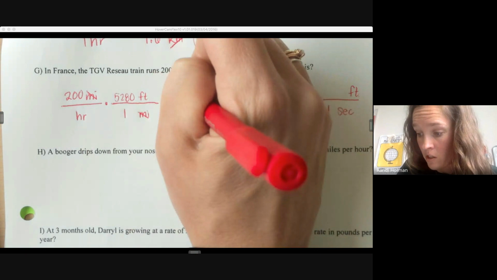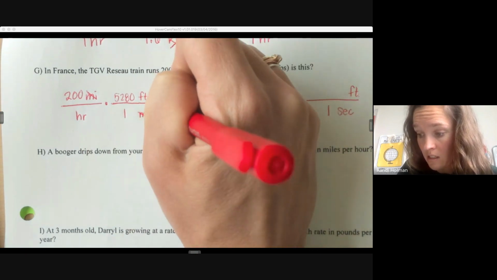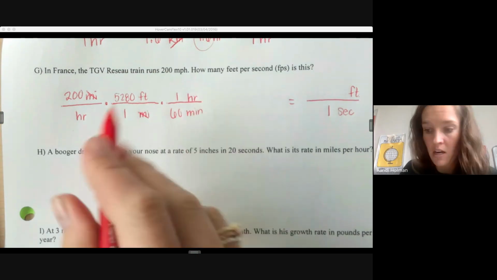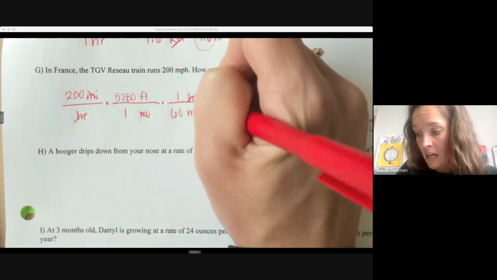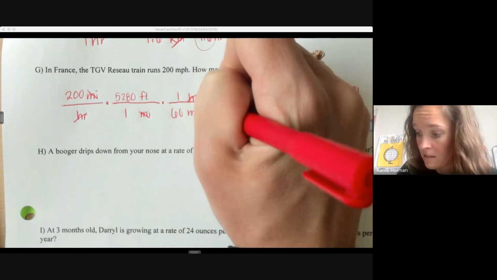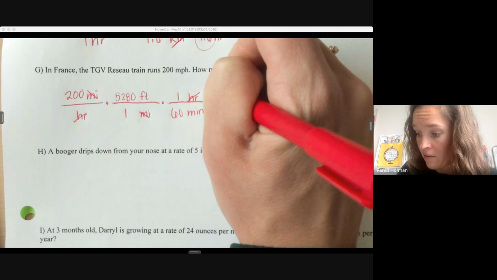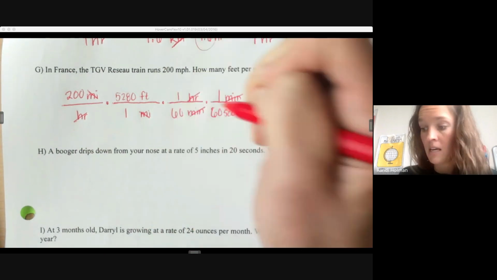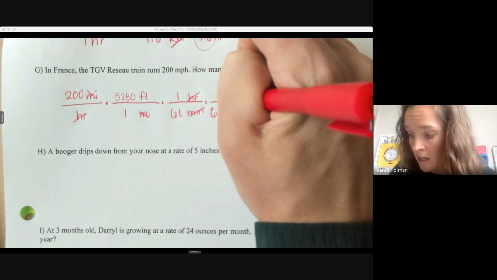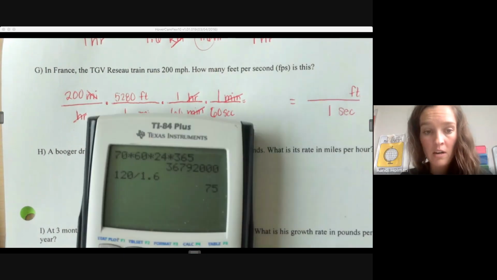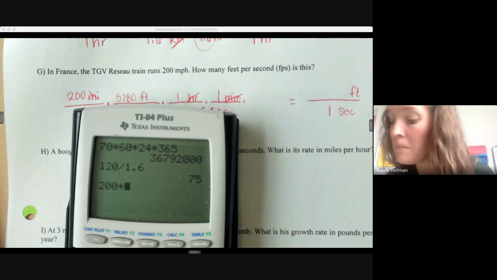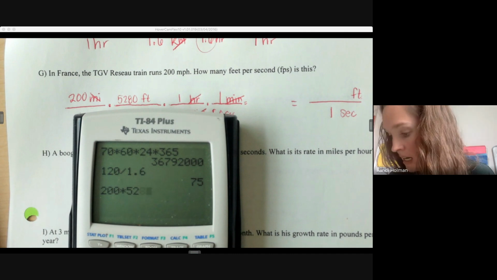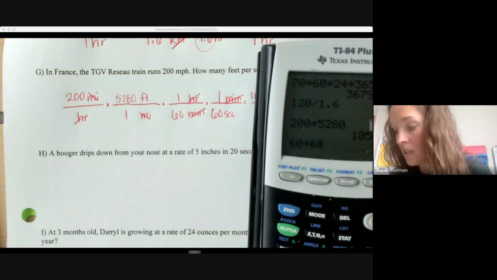So we could go hours to minutes. There are 60 minutes for every 1 hour. I put my hours in the numerator so that they divide out here. And then there are 60 seconds for every 1 minute to get rid of those minutes so that we end up in our seconds. Okay, so then multiply across your numerator. I'm going to take our 200 times 5,280. We get 105,600 feet per 60 times 60 in my denominator.